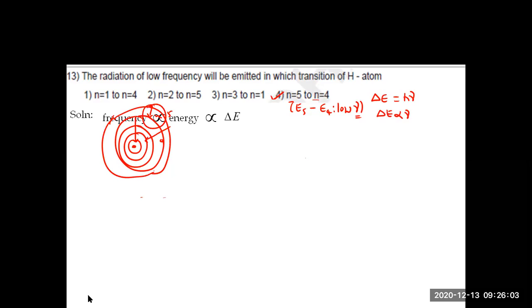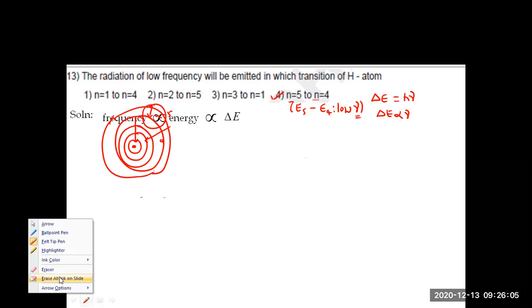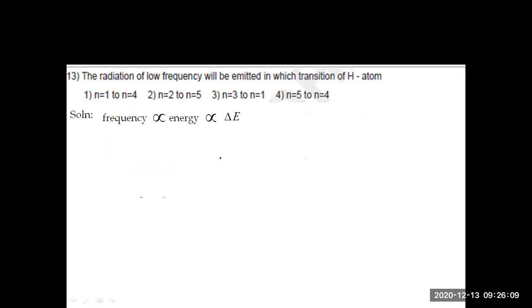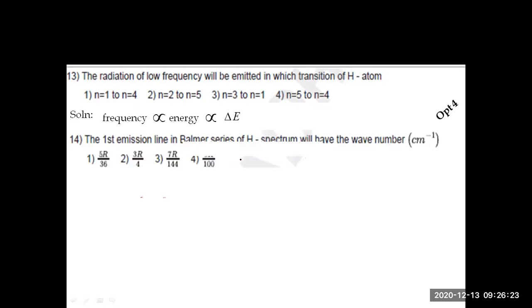I'll just remove that. Okay. So you can take this: frequency is directly proportional to energy, which is in turn directly proportional to the difference in energy. So the difference in energy is very less in option 4. Okay. 14.